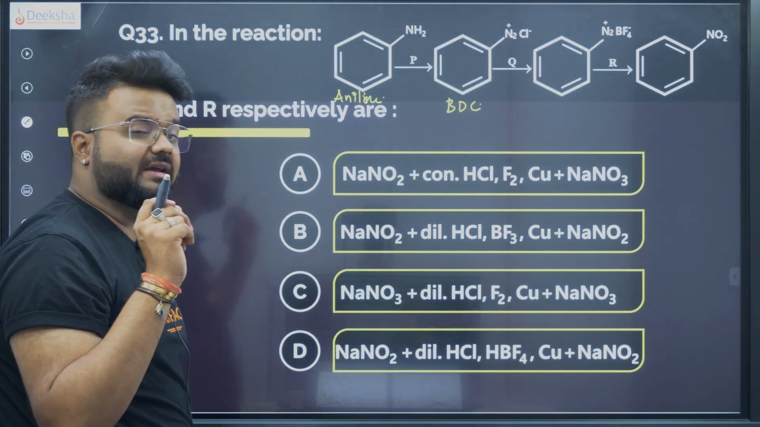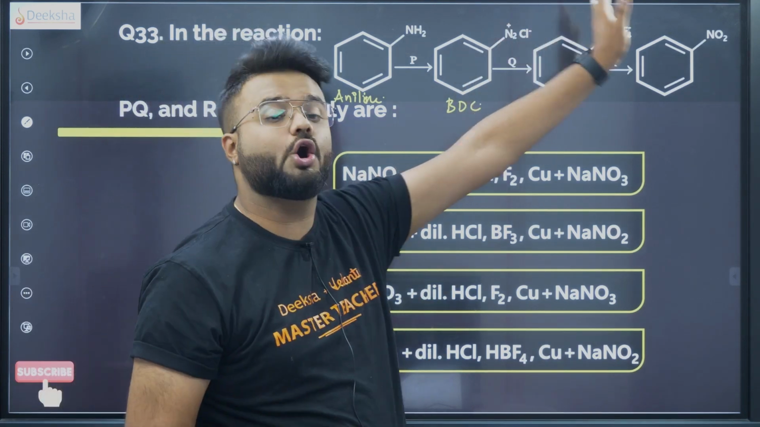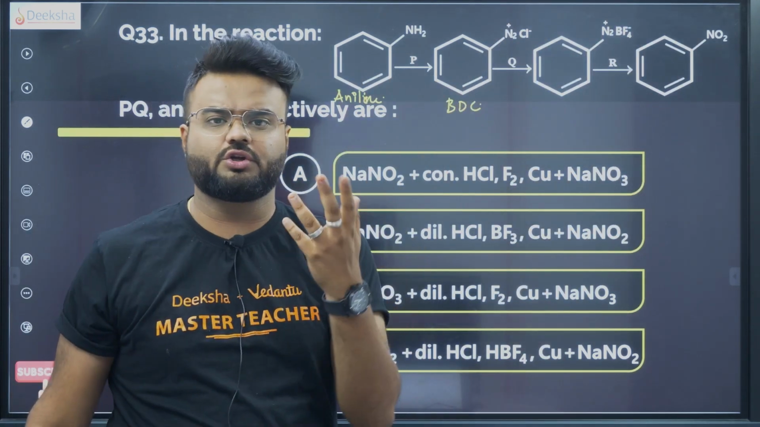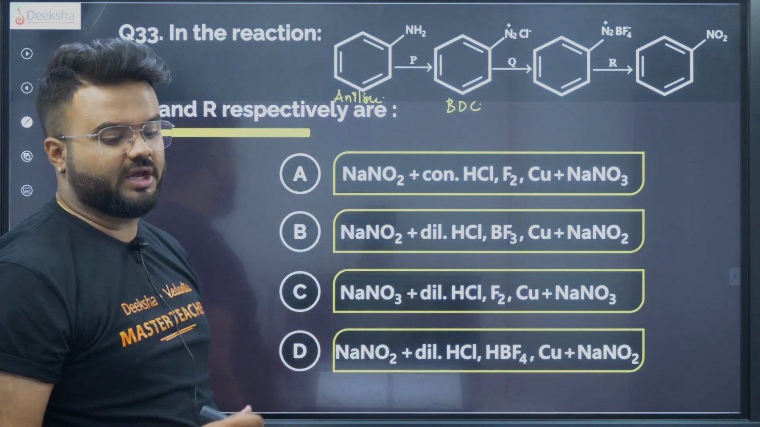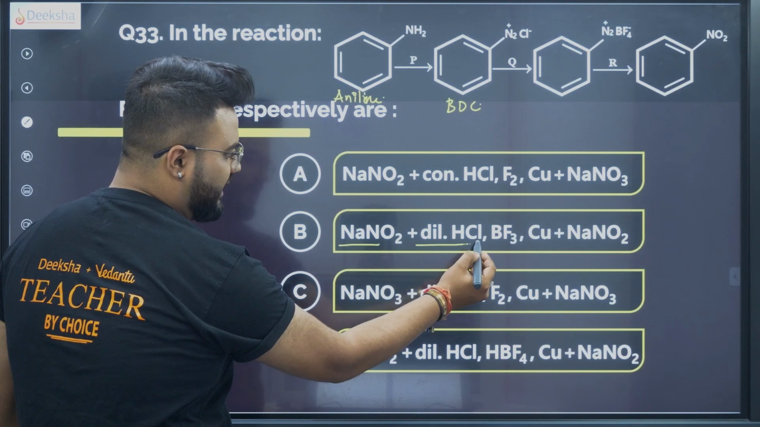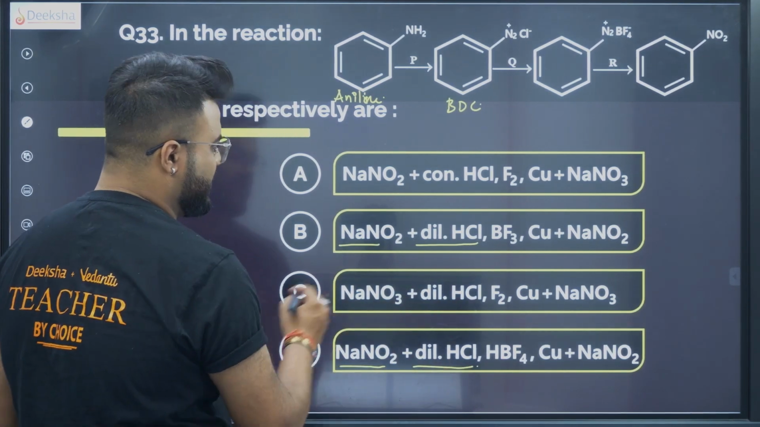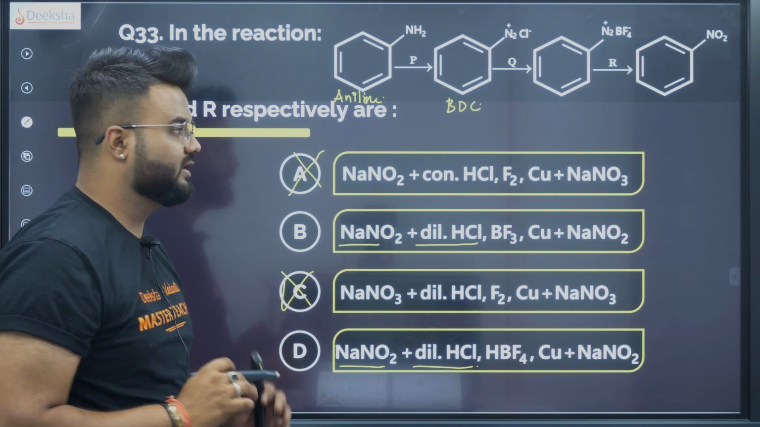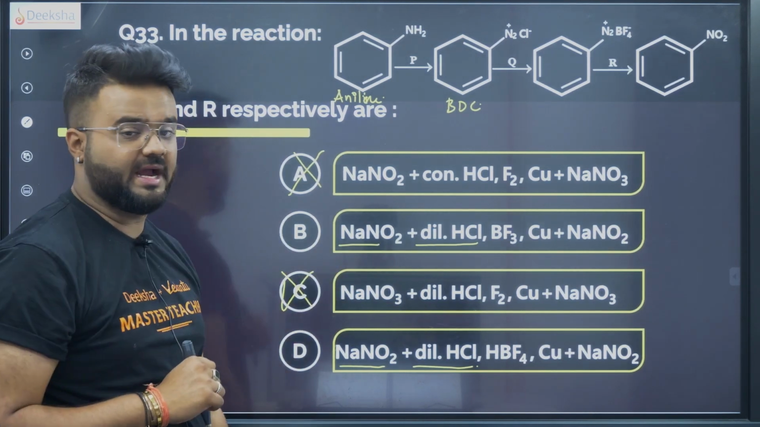You don't have to check all the options. If you find one or two, you will get the correct option. You can see sodium nitrite and dilute HCl in both, so this is okay. Option A and option C are wrong here. Now we have options B and D.